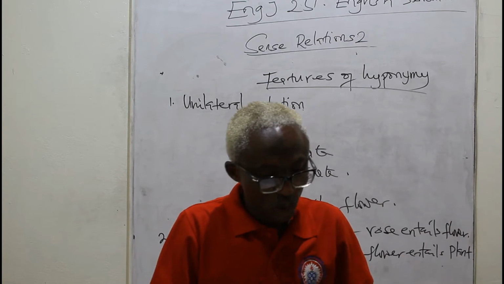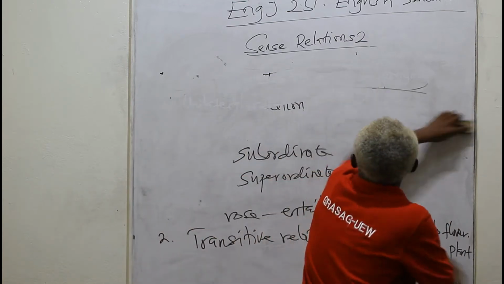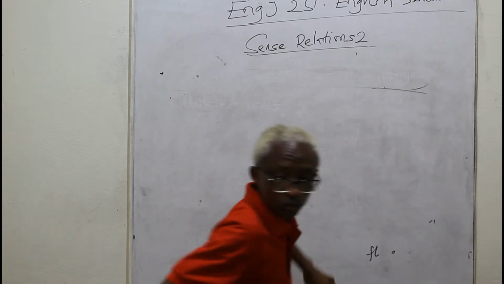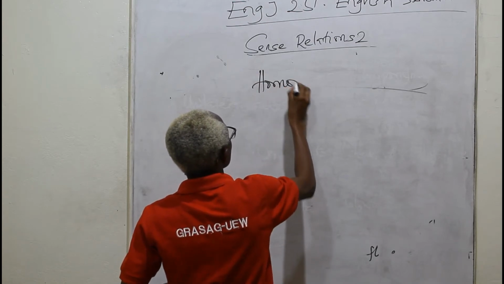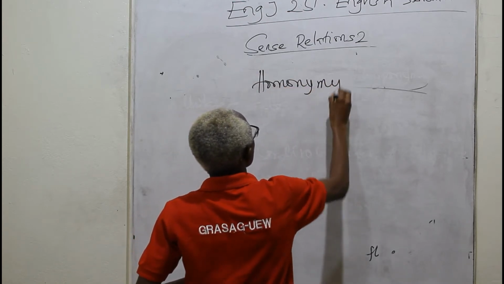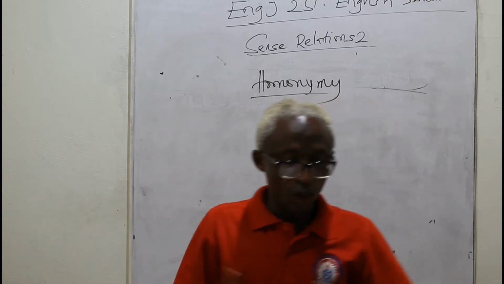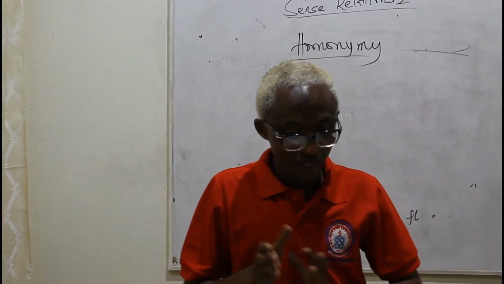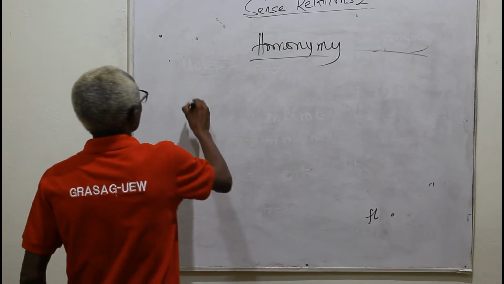We are going to look at homonymy. Homonymy is broadly defined as the relation between words with identical forms.